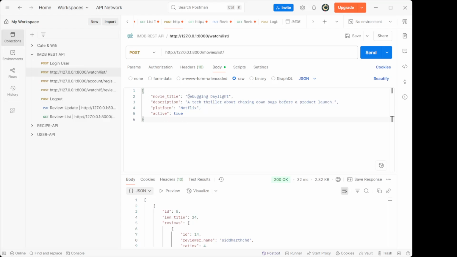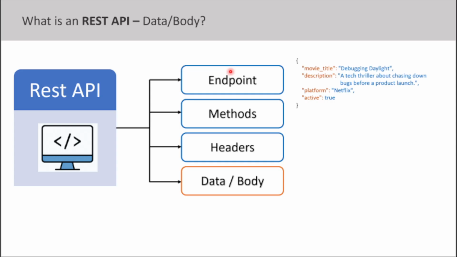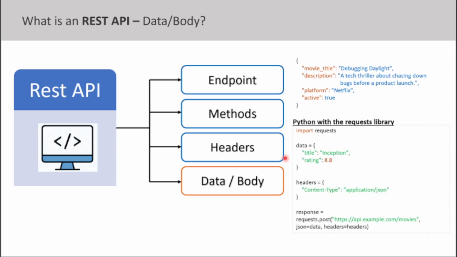So here we can include the JSON. And then if we need to add the record, we can select POST and then click send, and it will add the record to the database. If you are writing code in Python with the requests library, you just pass the body as part of your request. So here is how the code looks. This is how we actually send data using a POST request in Python.